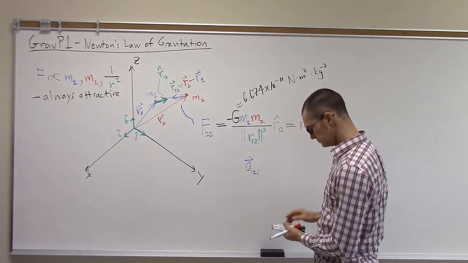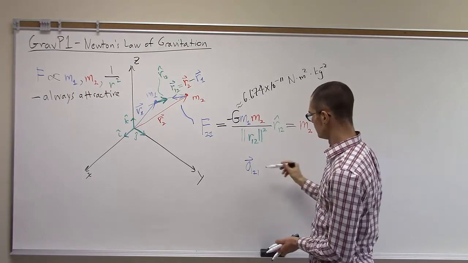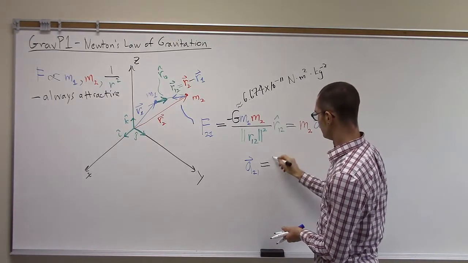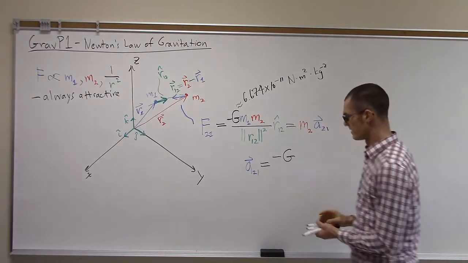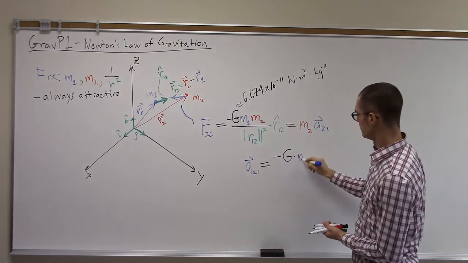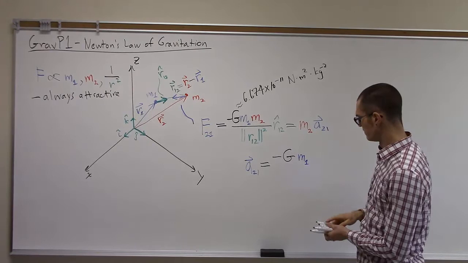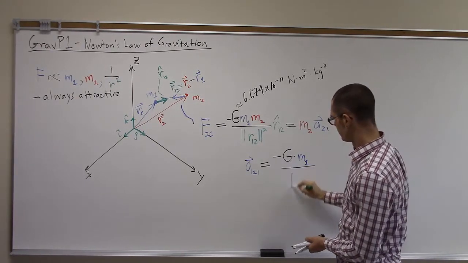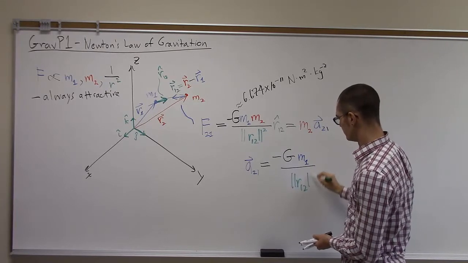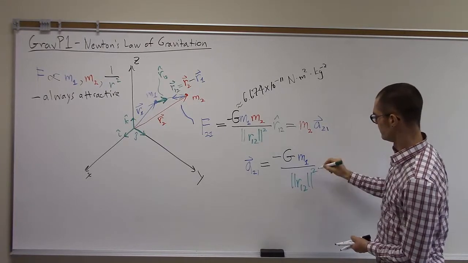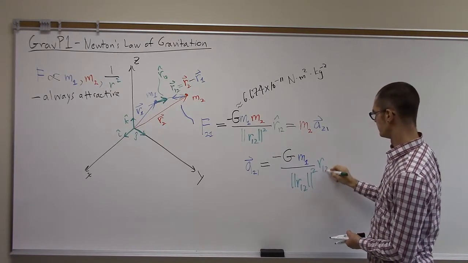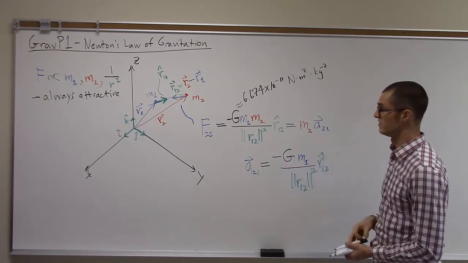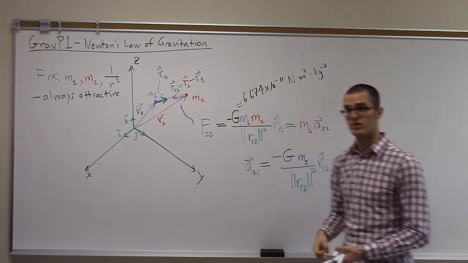So from this we can work out that a21 is equal to negative G times m1 over r12 squared, and then the direction is given by this unit vector here and the negative sign. So that's the acceleration of 2 towards 1.